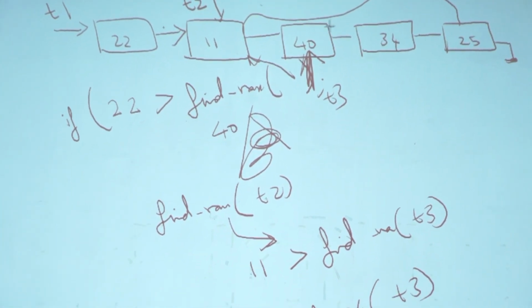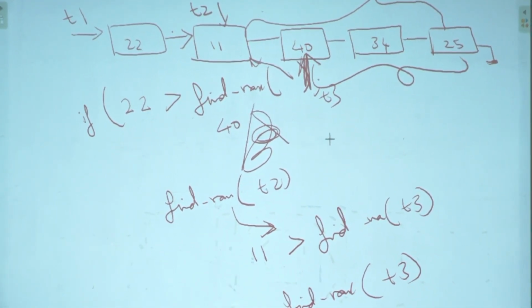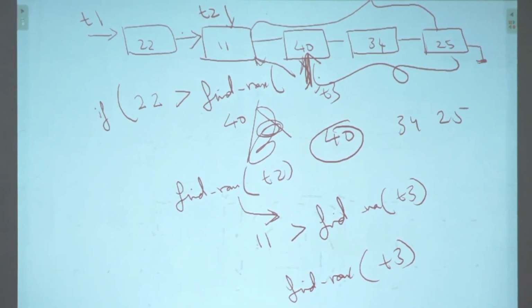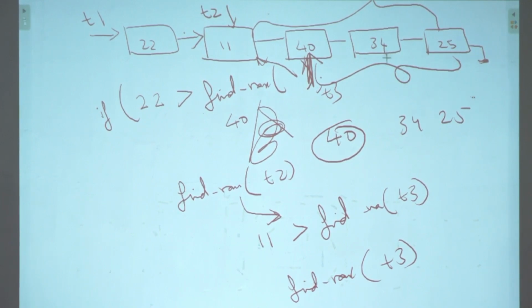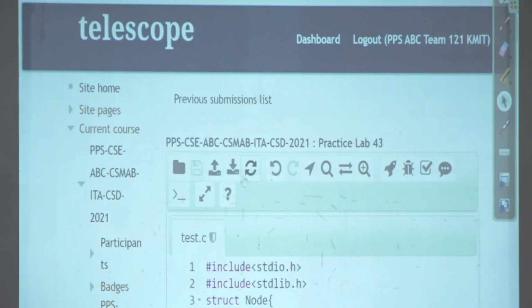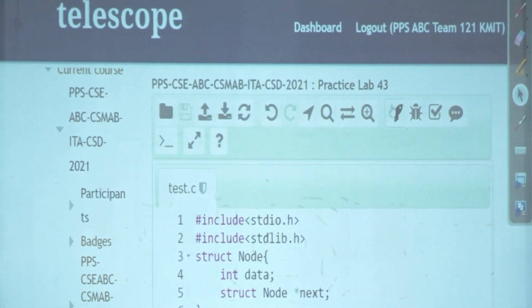Now again, if I have to find the maximum of this list, how do I do it? I'll separate 40 out and then find the maximum of 34 and 25. So the list starting here, let's call this T4. So it will be 40 compared with the list starting here. What is the maximum of the list starting here? 34. Is 40 greater than that? Yes. So the answer will come as 40. Okay, this is how the thing will happen. And while doing find max, it will go all the way down and find the max. Now, some of it you will have to imagine, some of it you will have to think, and some of it you will have to work with. Okay.